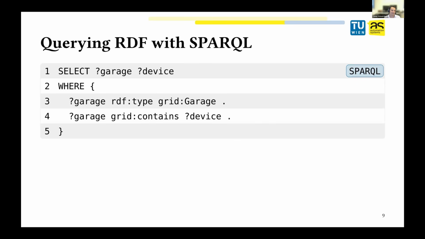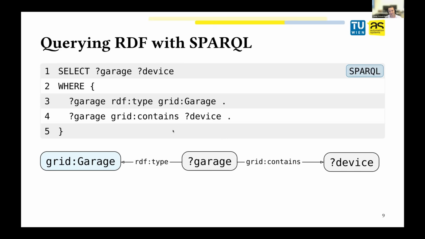And if you've never seen this, I think it looks pretty cool. Basically, you're not querying tables here, but you're querying patterns in a graph. So here, for example, you're just interested in all the subjects with a predicate of type and an object of garage. And again, you can visualize it as a graph pattern that you then superimpose on the graph and see where this pattern can match.